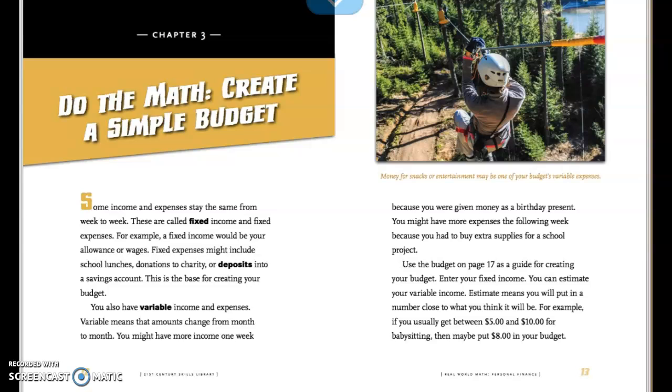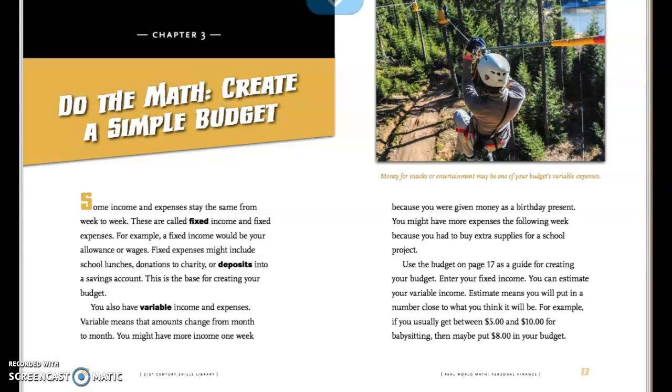This is the base for creating your budget. You also have variable income and expenses. Variable means that amounts change from month to month. You might have more income one week because you were given money as a birthday present. You might have more expenses the following week because you had to buy extra supplies for a school project.